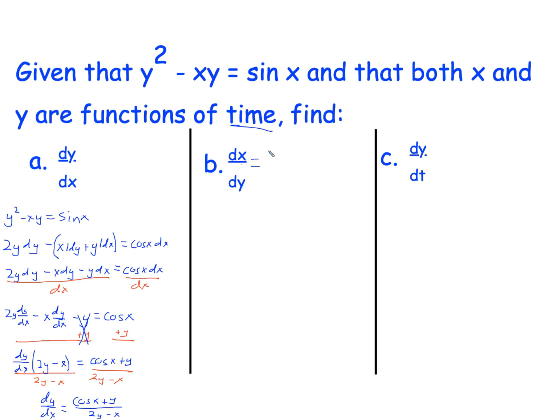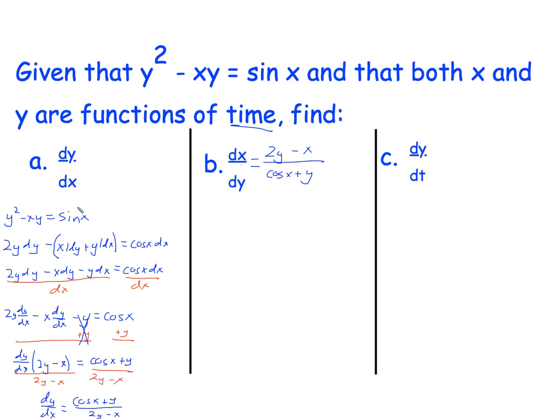So the reciprocal. So we had to do pretty much no work at all here. So we have 2y minus x over cosine x plus y. And that's our answer. Now, we would have had to go through the work had we not had part A, but if you do have part A, you can just do the reciprocal. And the last one, dy/dt.